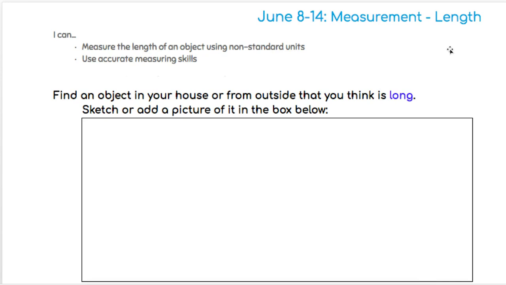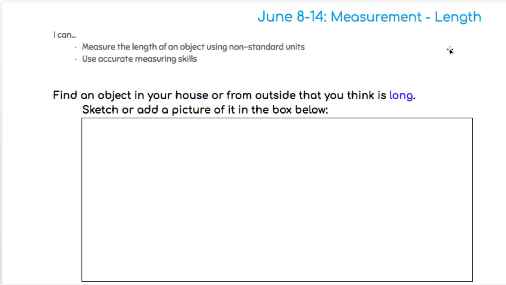It means rather than using something like a ruler or a meter stick, which has standard units such as centimeters, inches, these are familiar units of measurement that we use worldwide. We're going to be using objects that are around us to measure another object. And that might sound strange, but it's actually very handy.